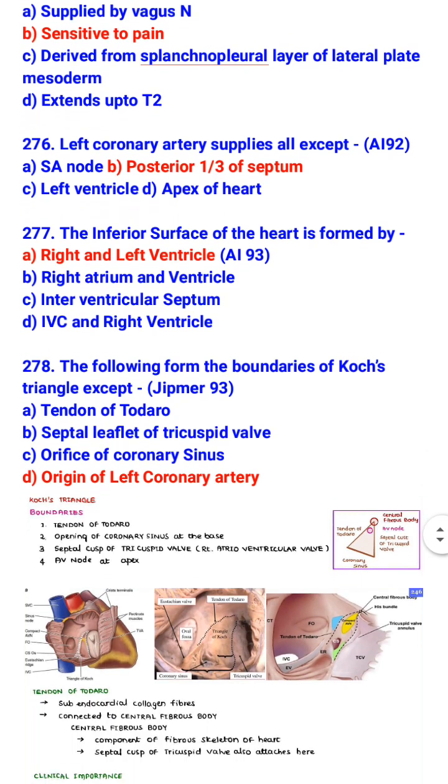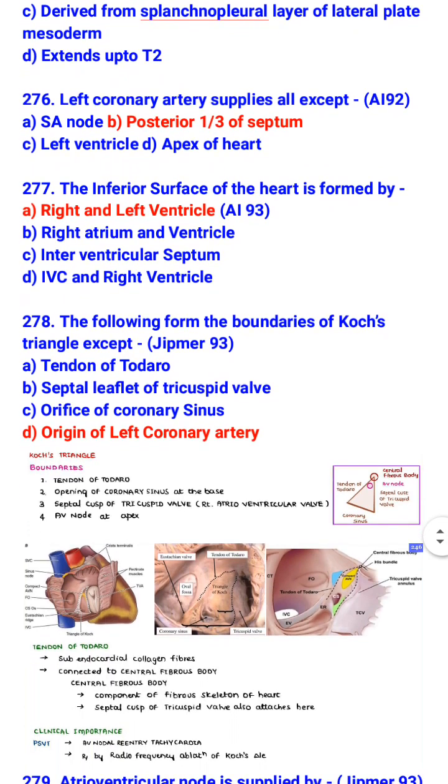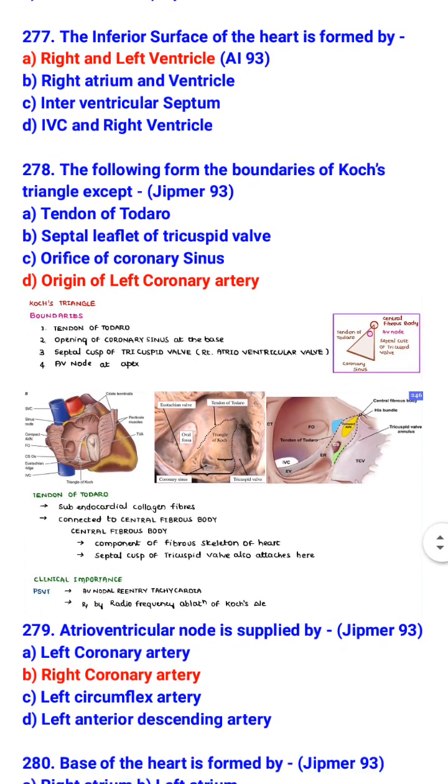The following form the boundaries of Koch triangle except origin of left coronary arteries. So what are the boundaries of Koch triangle? Tendon of Todaro, opening of coronary sinus at the base, that is the orifice of coronary sinus, and septal cusp or leaflet of tricuspid valve, and AV node at apex. These are the boundaries of Koch triangle.